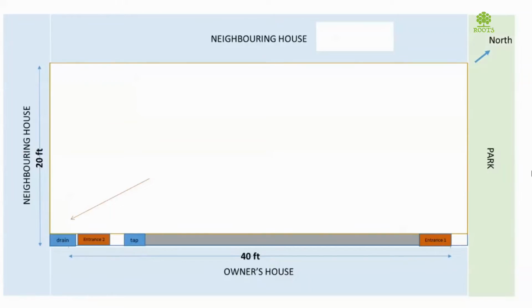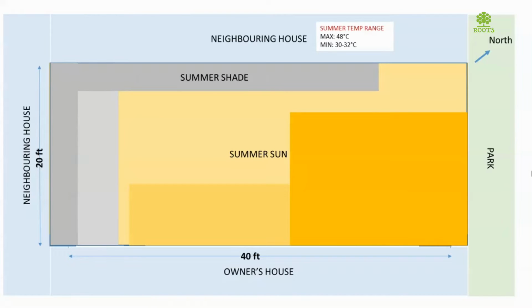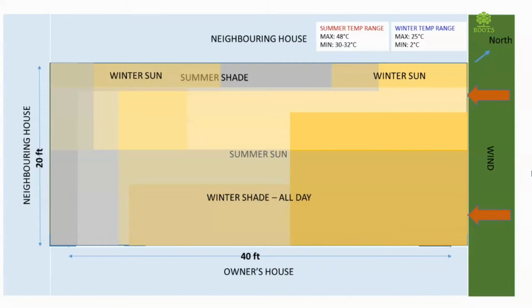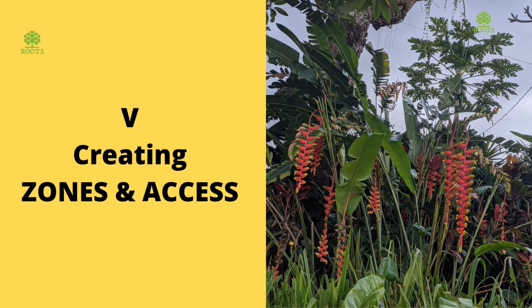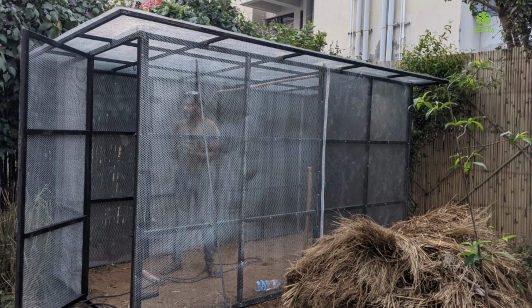Now let's superimpose all these observations and delegate zones for activities intended. I like to start with placing the permanent structures first because that helps me cordon off areas not available for planting. For 4 people, a seating area of 6 by 4 feet is good enough. For storage, I feel a 10 by 5 feet space would also serve well.